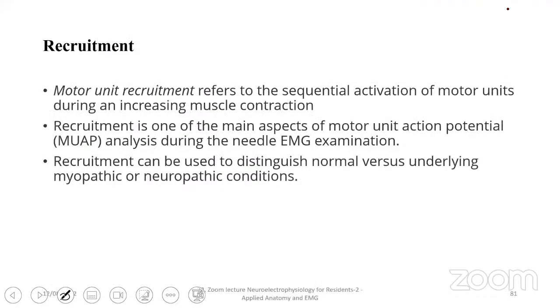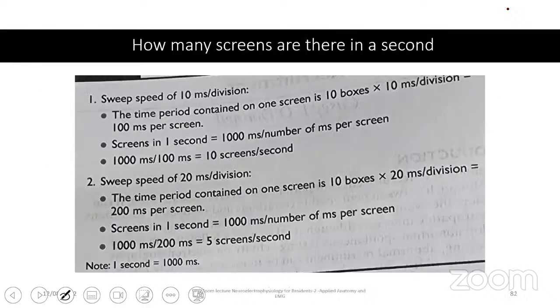So motor unit recruitment refers to the sequential activation of motor units during an increasing muscle contraction. Recruitment is one of the main aspects of MUAP analysis during the needle EMG examination. So insertional activity, spontaneous activity, MUAP analysis, and recruitment. It can be used to distinguish normal versus underlying myopathic or neuropathic conditions. Complete recruitment is seen in myopathy; incomplete recruitment is seen in neuropathic conditions.